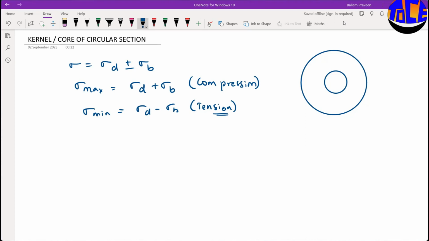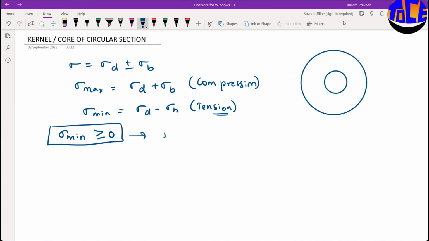We have to see that the sigma minimum value should be greater than or equal to zero. If it is less than zero, it is tensile. If it is zero, that is okay, there is no tension. But if it is less than zero, we get tensile stress. So we'll be using this expression to find the kernel section or core of a circular section. Let us use this equation.